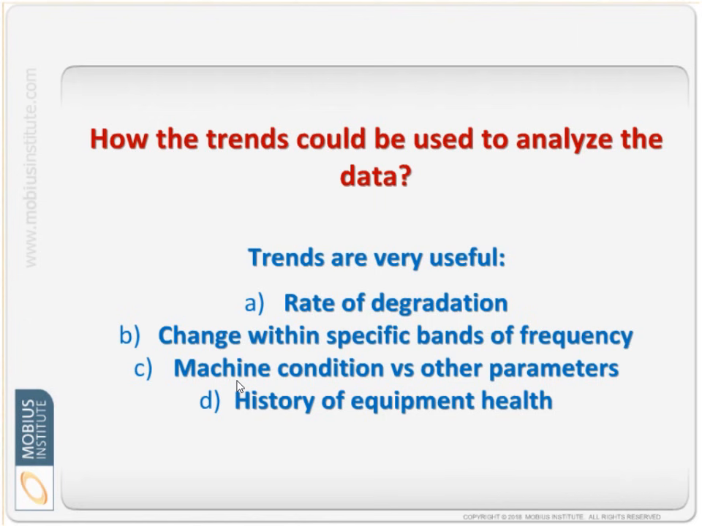And it really helps us to understand the history of the equipment health. If you've been running your program for 5 years, you can look back over those times and see, here's the time when that bearing failed. Here's the time when the unbalance suddenly got worse. We can see over a period of time and learn from that.